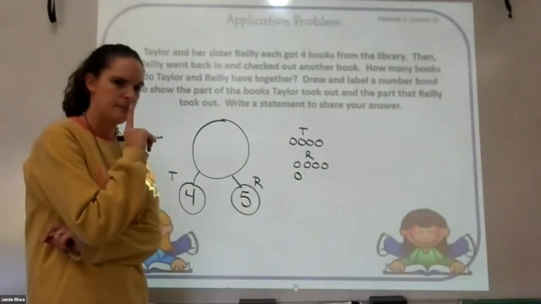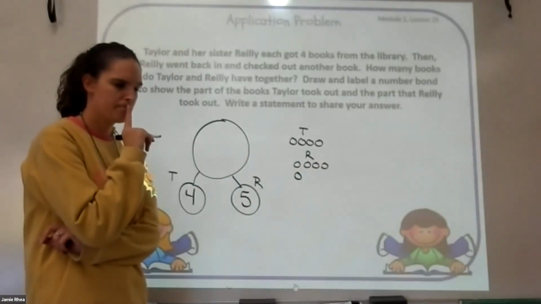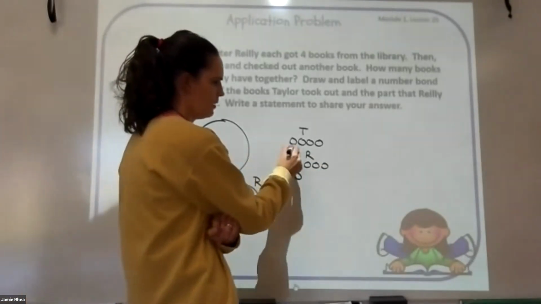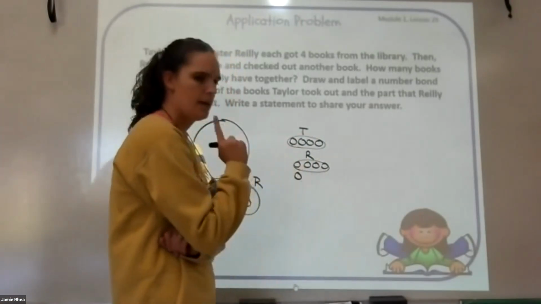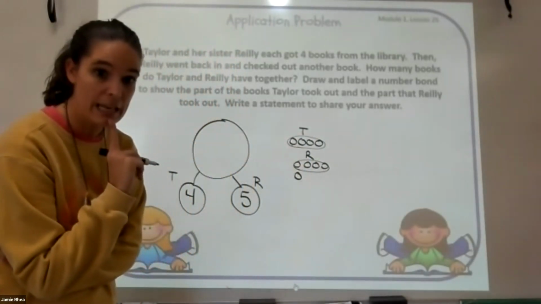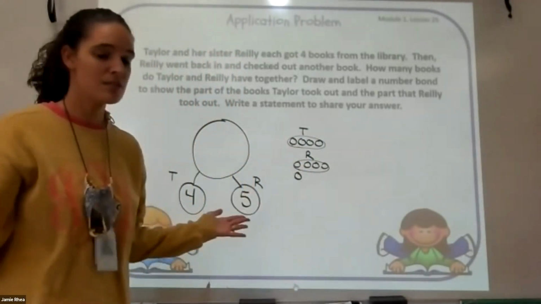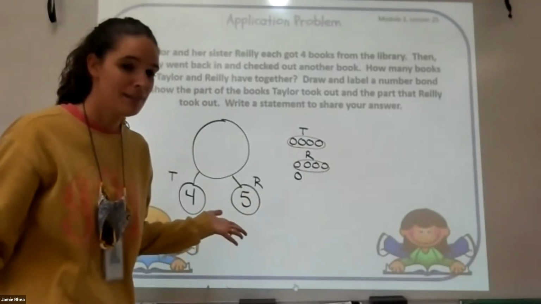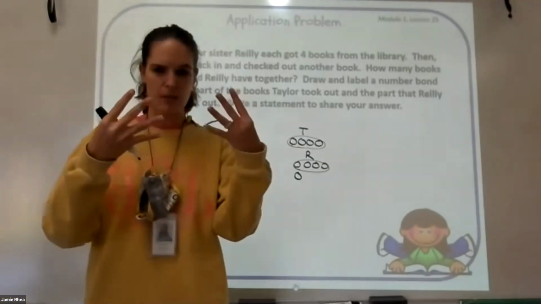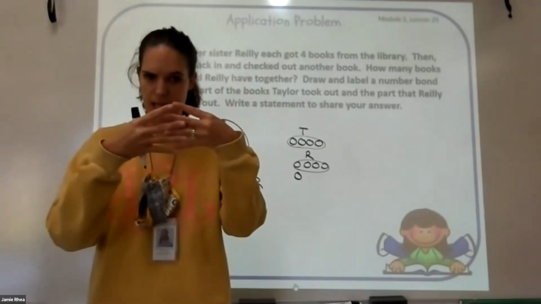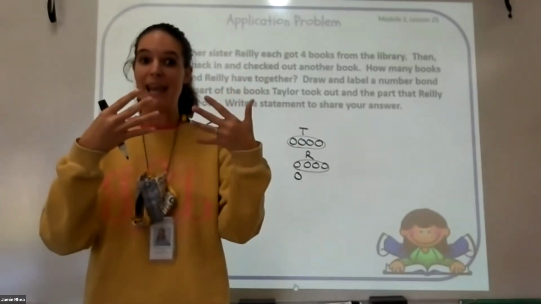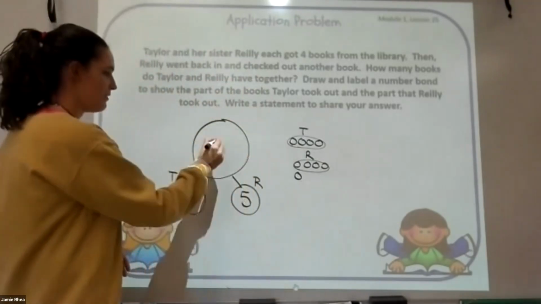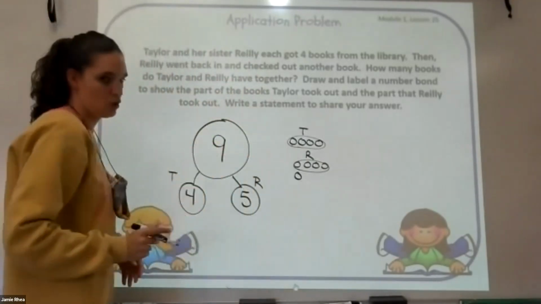You know what this looks like? Here's 4, here's 4, and 1 more. It looks like a double plus 1. We know how to solve doubles plus 1. So 4 and 4 are my double. I know 4 and 4 make 8. 8 and 1 more make 9. So we have 9 total.